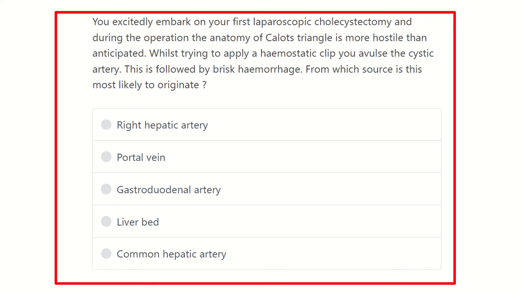Let's solve the question and crack the MRCS. Let's start the question.